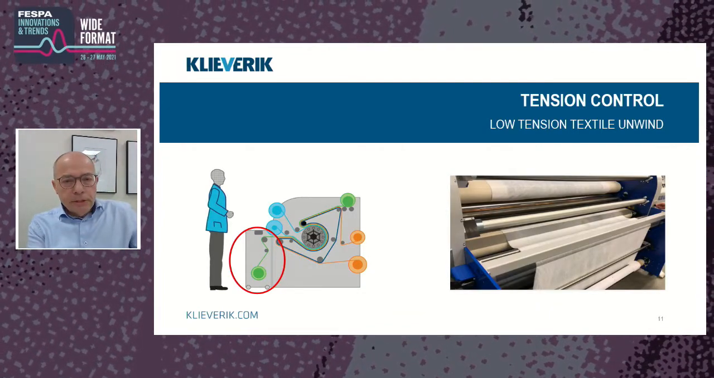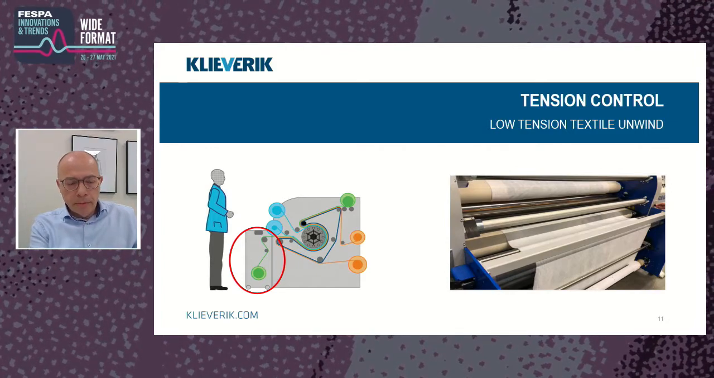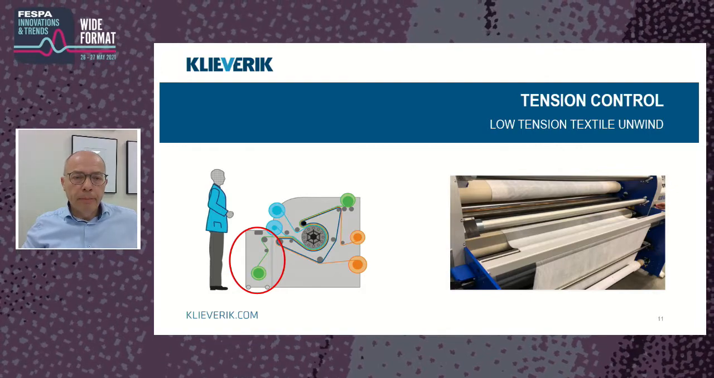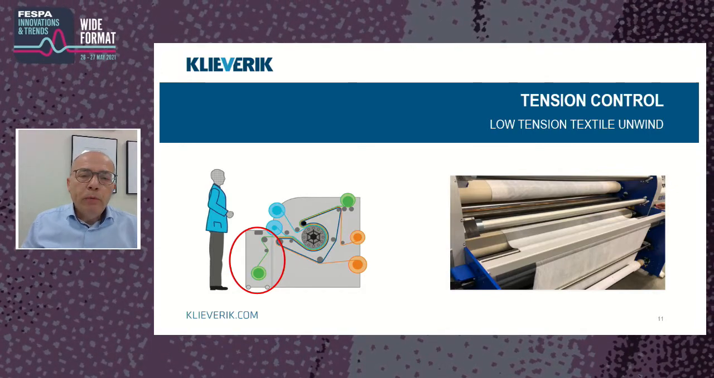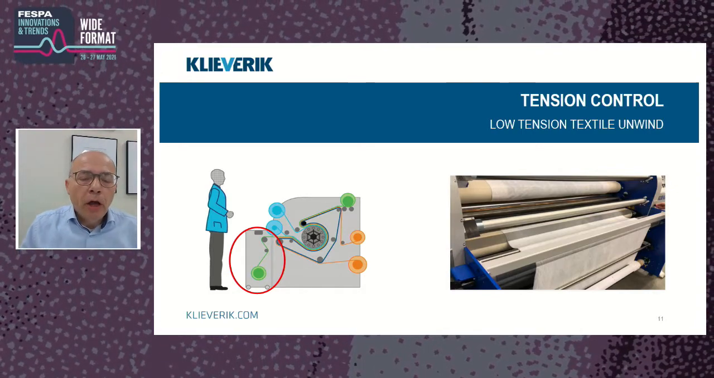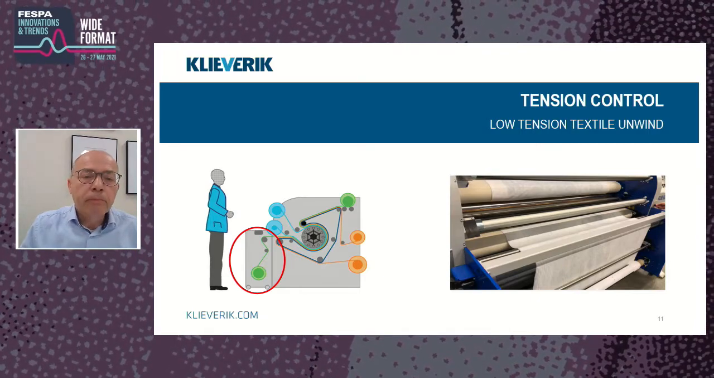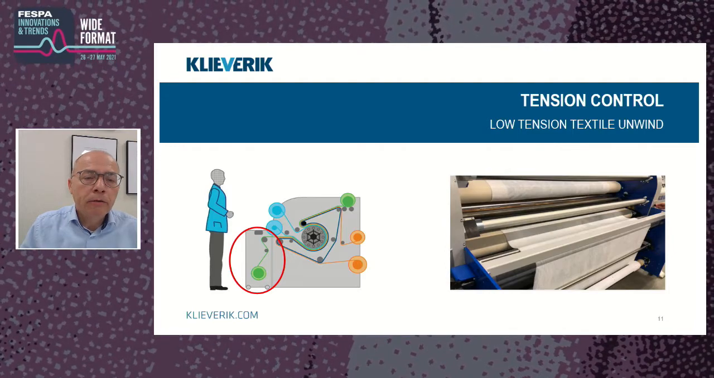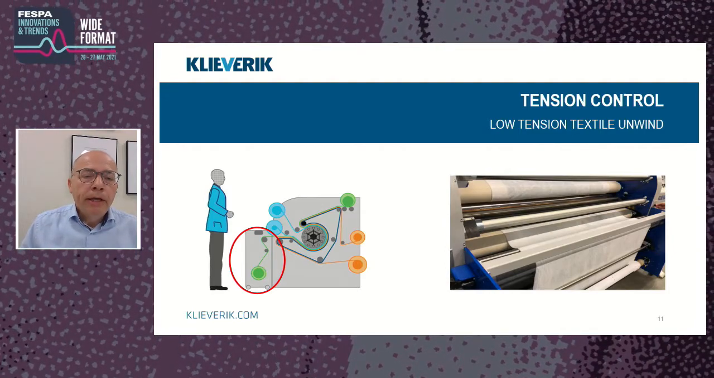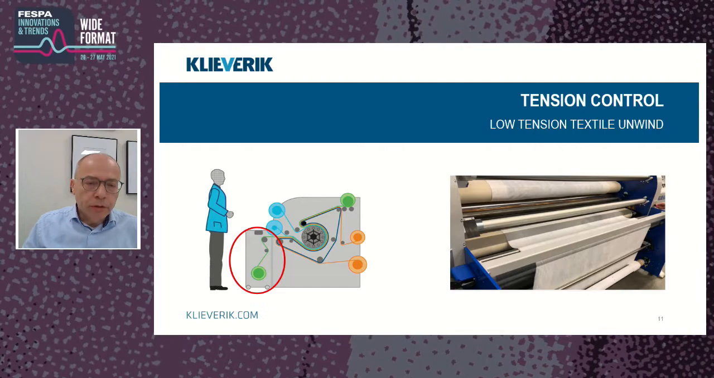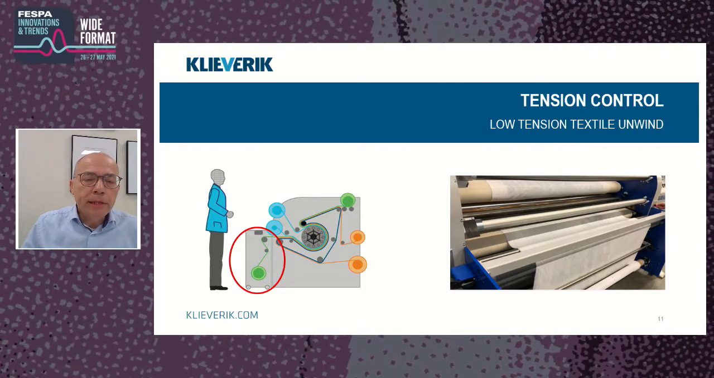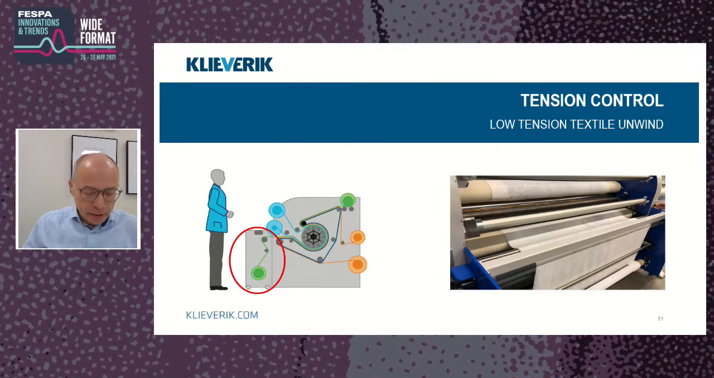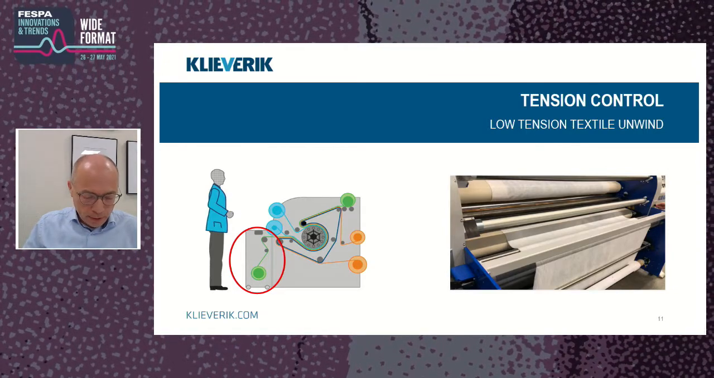Now, apart from this standard solution, we have some additional equipment for special requirements. What we can add is a low tension textile unwinder. If you look at the left drawing in the red circle, here you see the added unwind solution. The green roll at the bottom, that is the textile. The textile goes up via a tensioning device or a spreader.